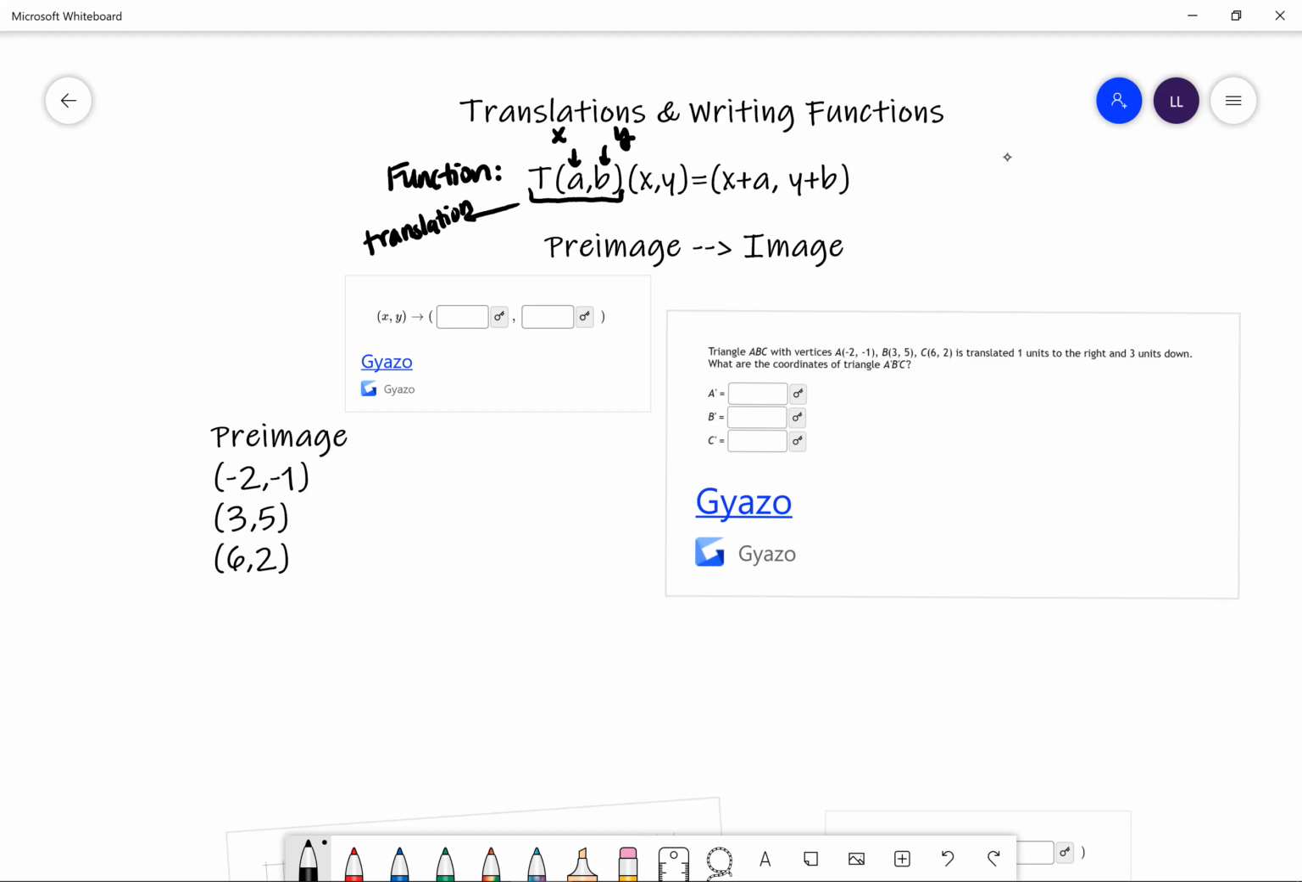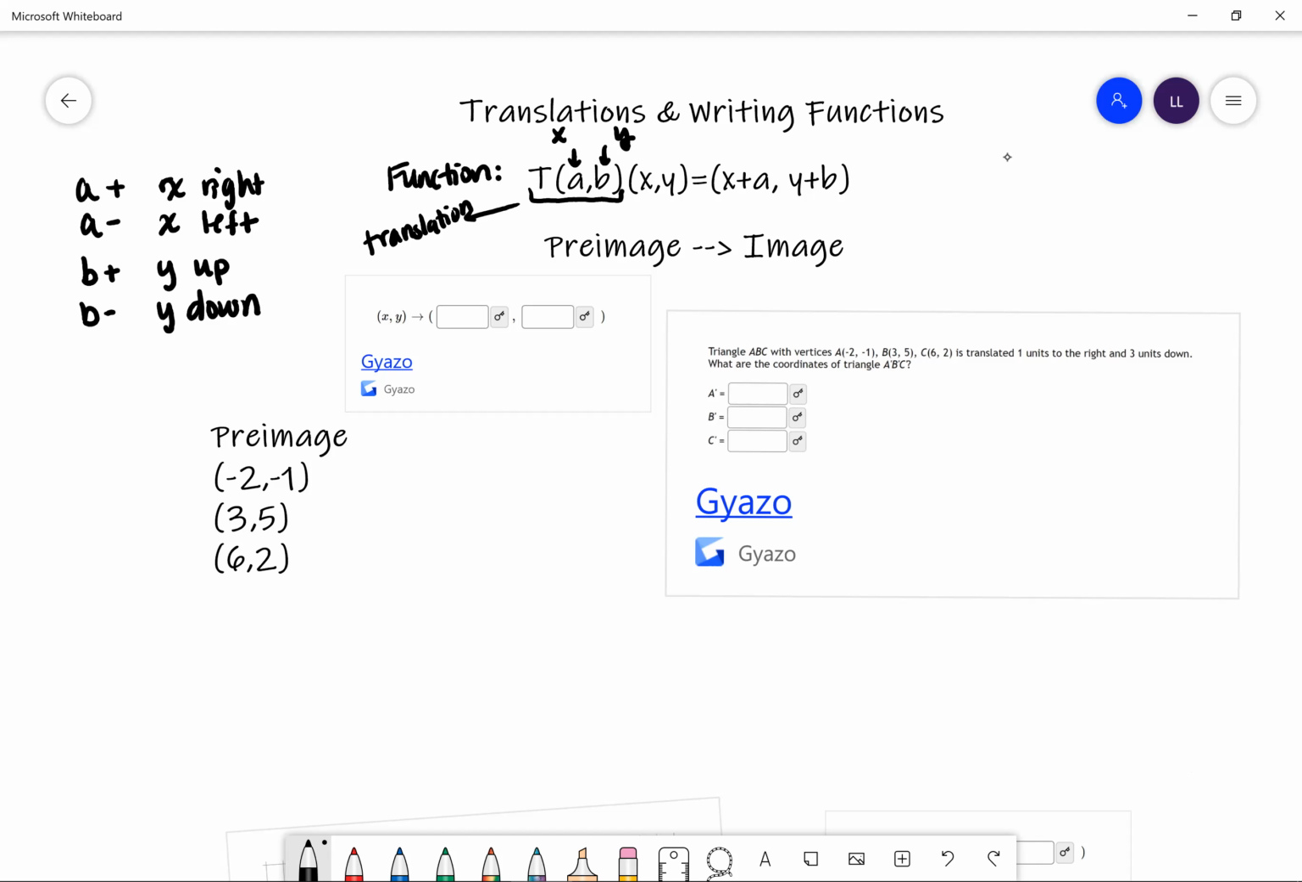So let's go over here real quick. If A is positive, then that means its X is moving to the right, right? The X coordinate has been moved to the right. If A is negative, that means the X coordinate went to the left. If B is positive, that means the Y coordinate went up. If B is negative, that means the Y coordinate went down.